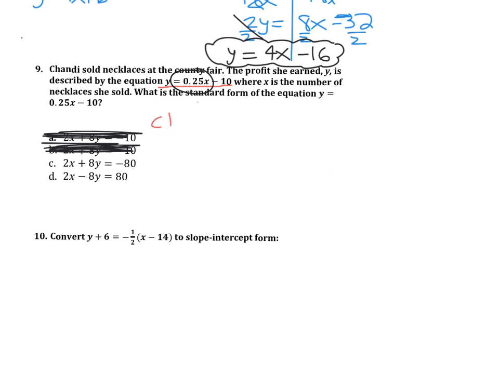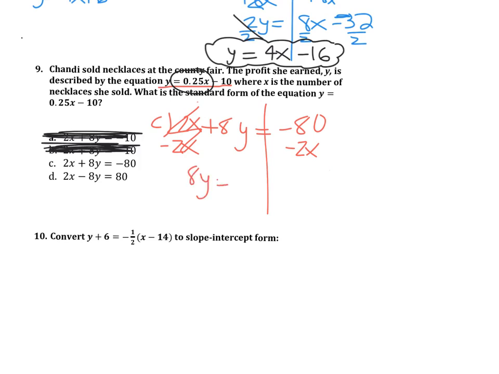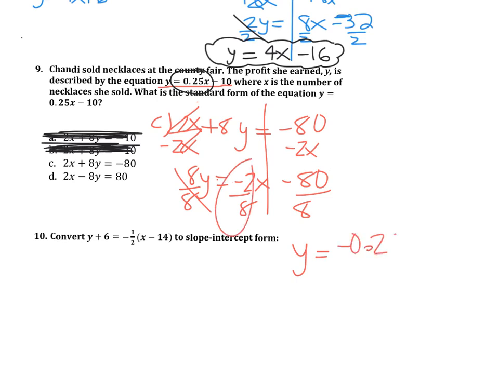If I try C, 2x plus 8y equals negative 80. I do my same process, minus 2x on both sides. Those cancel. I get 8y equals negative 2x minus 80. I divide everything by a positive 8. Negative 2 divided by 8 is negative 0.25x. I know that's not right because I need a positive. So I know my answer should be D.